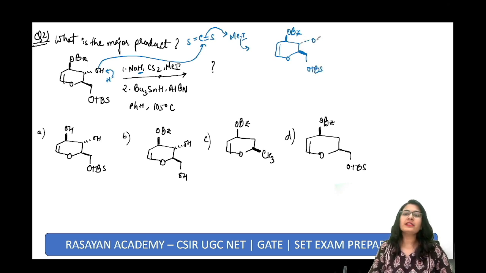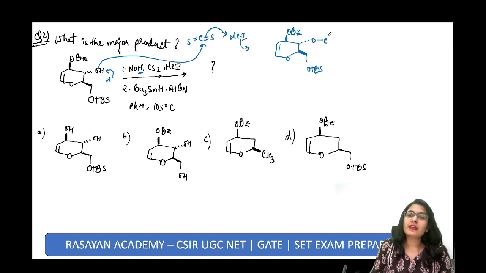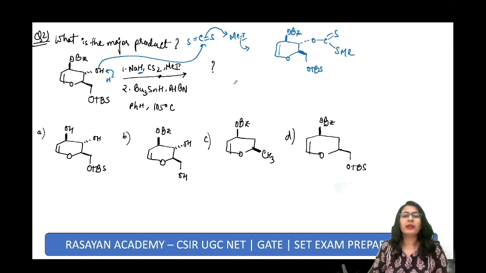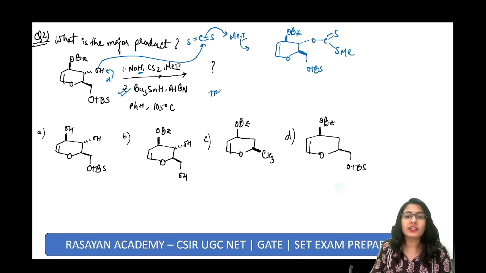Now this xanthate can undergo many reactions, but based on the reagent which is used, what is this? It is a combination of TBTH and AIBN.